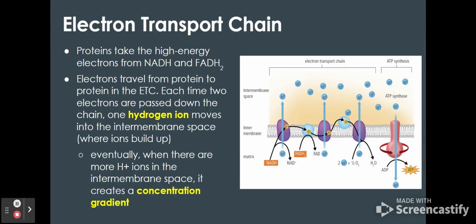So the proteins take the high energy electrons from NADH and FADH2. The electrons transfer from protein to protein. Each time 2 electrons are passed down the chain, one hydrogen ion moves into the intermembrane space, which is right here, where ions start to build up. And that pressure eventually forces the hydrogen ions into the matrix of the mitochondria, which creates that concentration gradient.